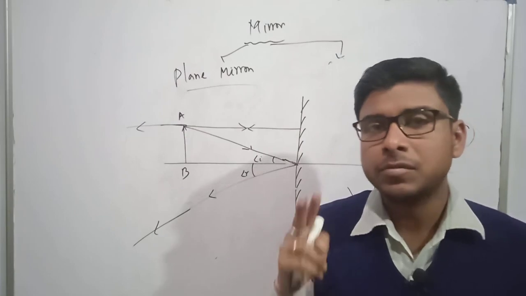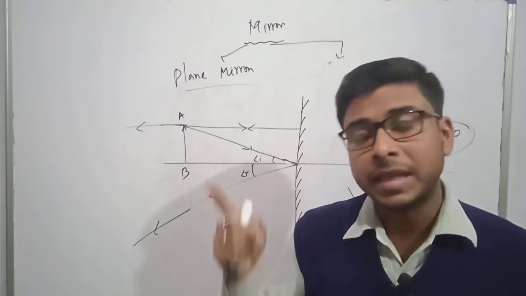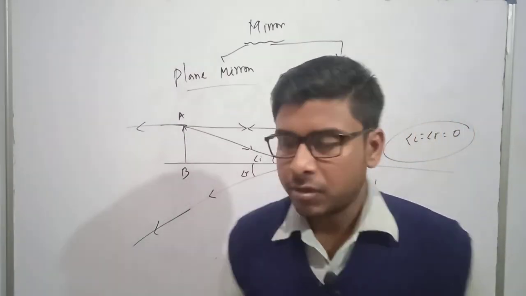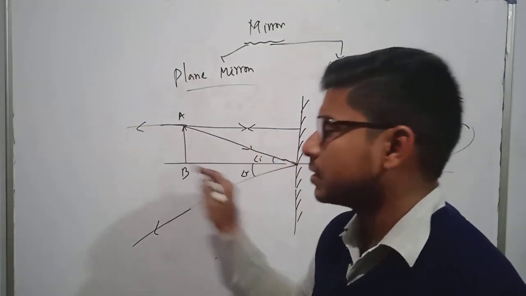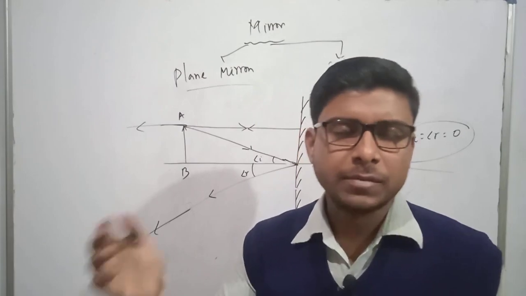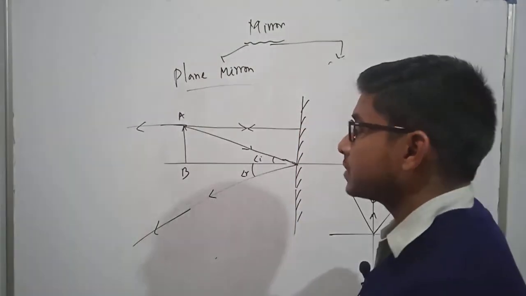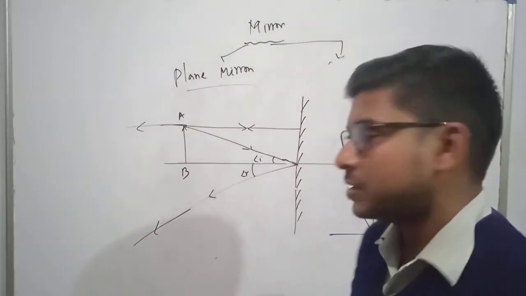If a minimum of two light rays cut or appear to cut, then only an image can be formed. Here you can see this light ray is going in this direction, and this light ray is going in this direction. Then how can an image be formed? In such a case, in a plane mirror, a virtual image is formed.